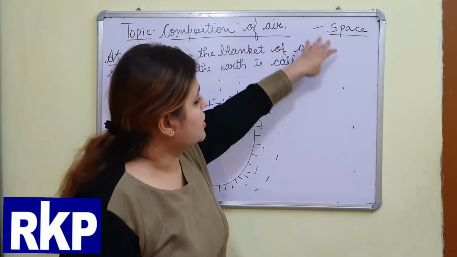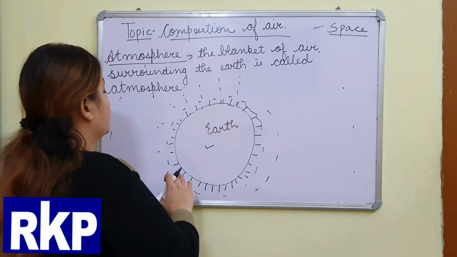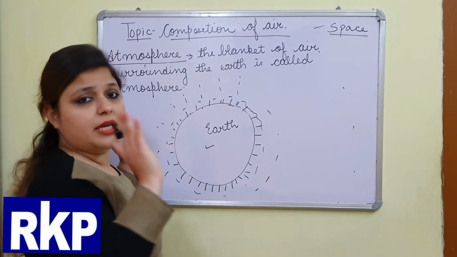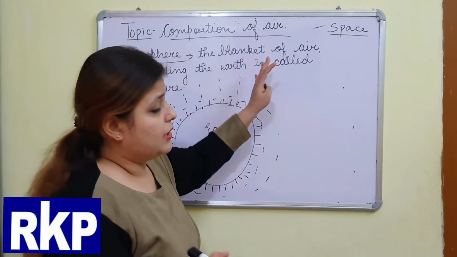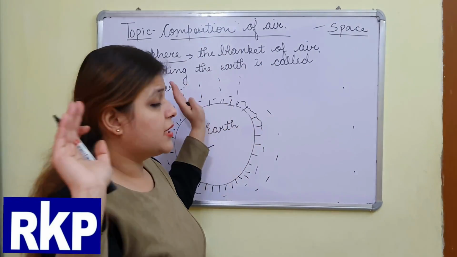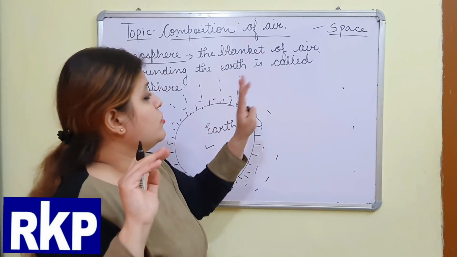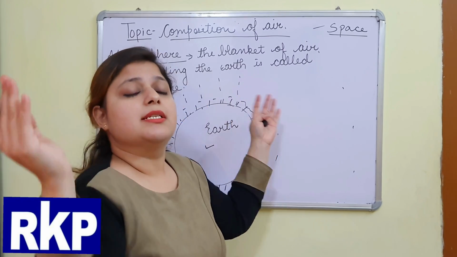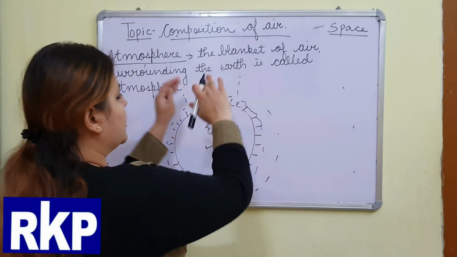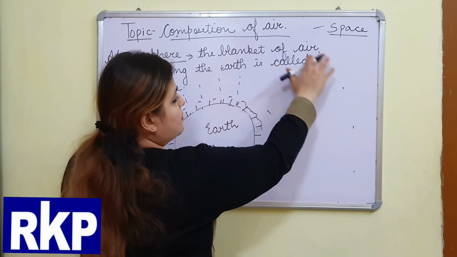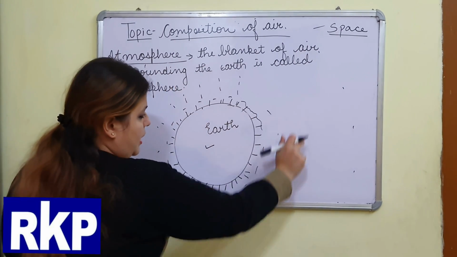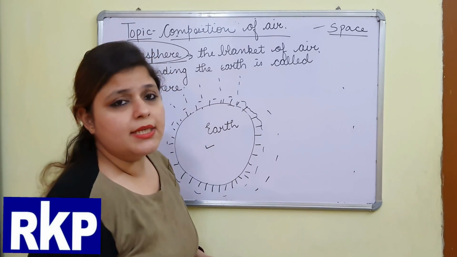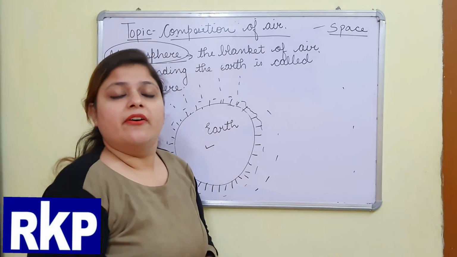Clear? So suppose up to here the air is present. Starting from here up to here, this whole area is surrounded by air. So the air is covering the surface of the earth. It is like a blanket covering the surface of the earth. This blanket of air which is surrounding the earth is called the atmosphere.